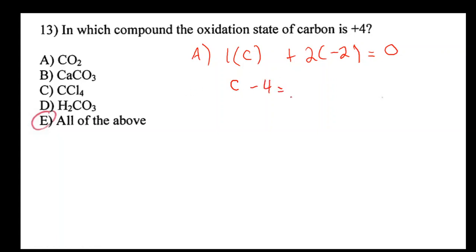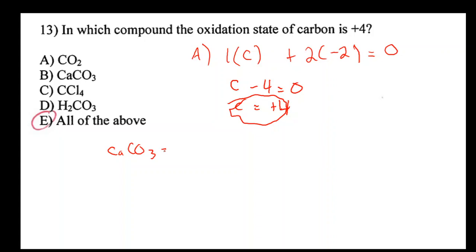-4 equals 0. So you add 4 to both sides, and then C equals plus 4. That would be the charge for the first one. I don't think I'm going to do all of them, but I will do B as well, since that one has a more complicated formula.